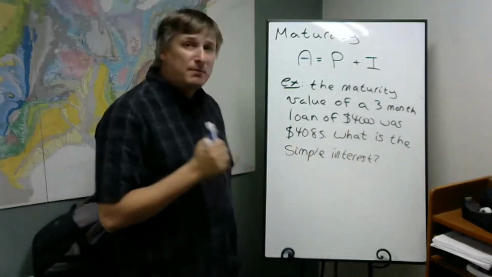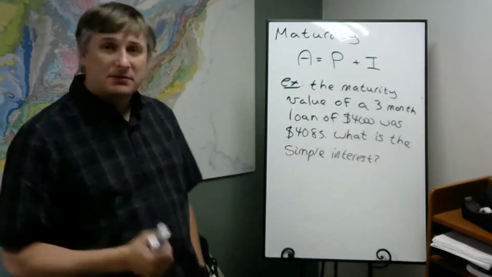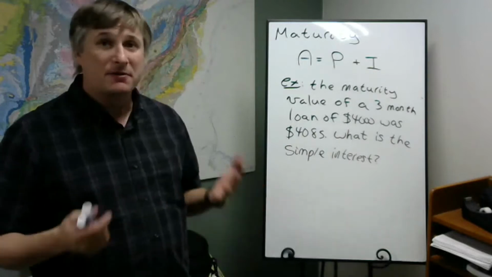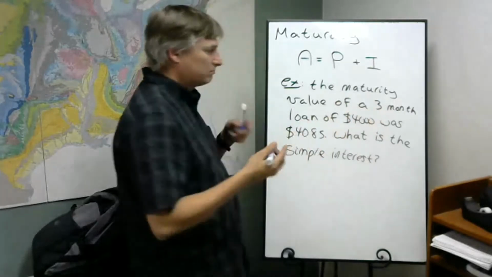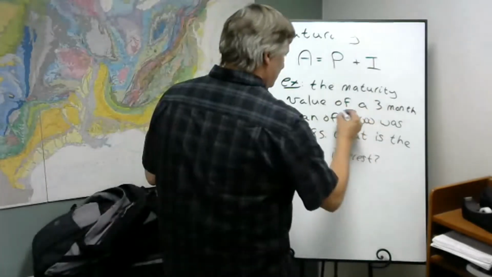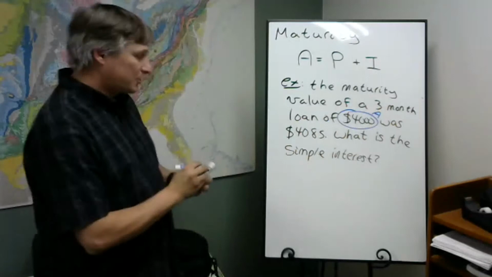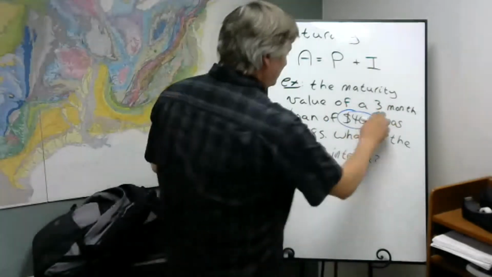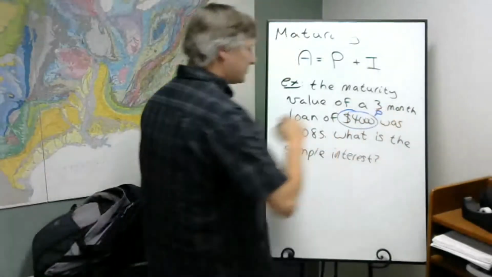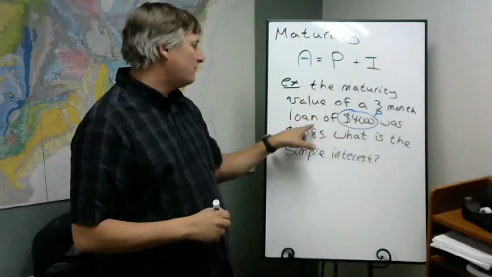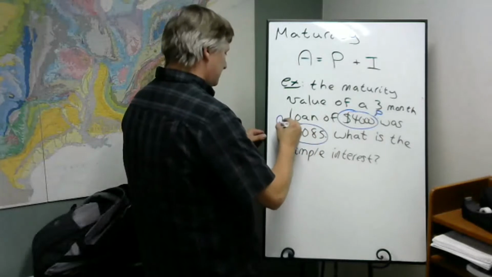So the maturity value of a three-month loan of $4,000 was $4,085. What is the simple interest? So what do we have here in this type of problem? Well, let's take a look. The maturity value of this loan, however long we've had it, that's going to be $4,000. So this is our A. Oh, I'm sorry. No, this is our P. Pardon me, sorry. So the loan was what we borrowed. So what we borrowed was $4,000. And the maturity value of this three-month loan of $4,000, that maturity value is going to be A.